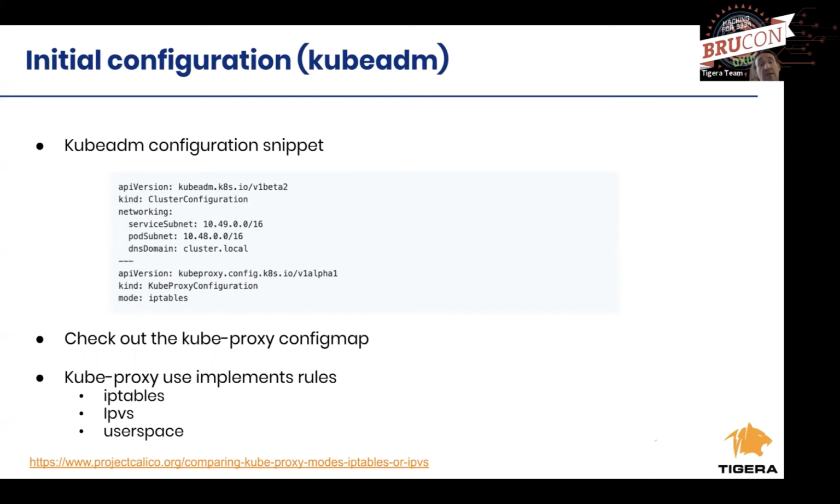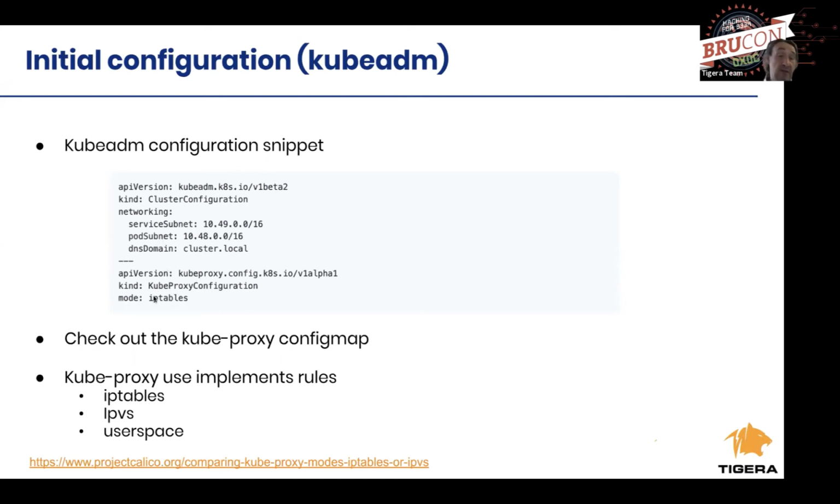Now, kube-proxy does need a few configuration parameters, just as Kubernetes will. So during the kubeadm init phase, you can actually specify a few things. The higher part here is basically how to configure the cluster. So you see, you can specify the service ID, the pod subnet, and so on and so forth.